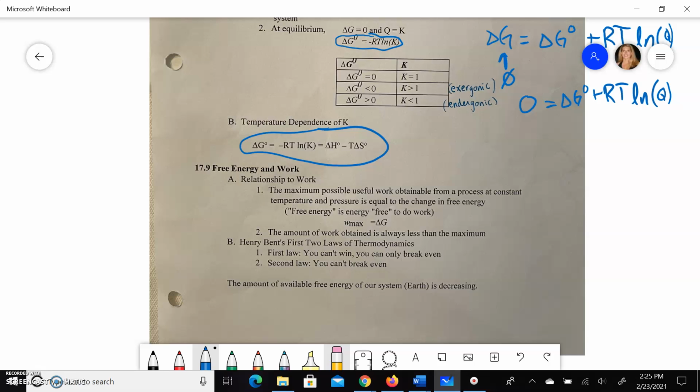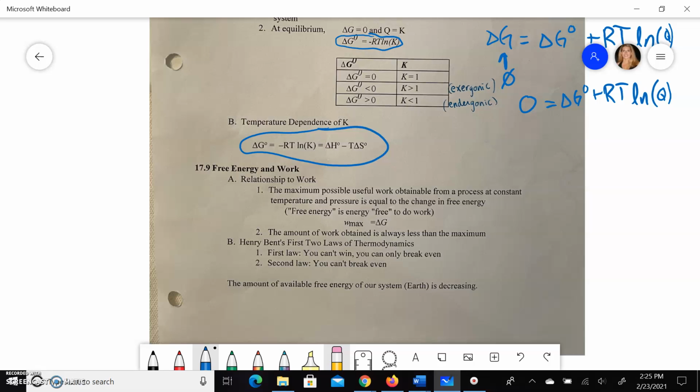And then the very last thing for this chapter is just talking about how all this relates to work, and work means the energy to actually do something. The maximum possible useful work obtained from a process at constant temperature and pressure is equal to the change in free energy. That's just a fancy way to say that the free energy is energy that is free to do work. So the maximum amount of work is equal to the delta G. However, the second one says the amount of work obtained is always less than the maximum.